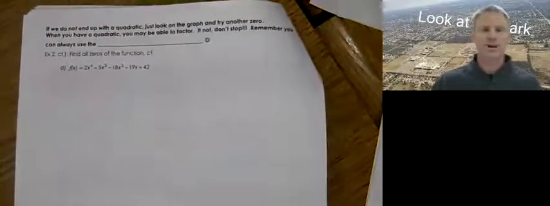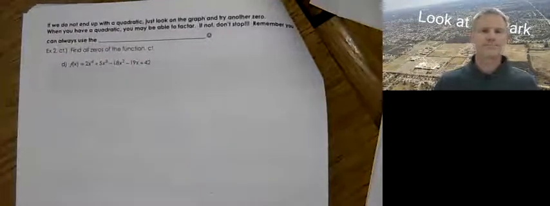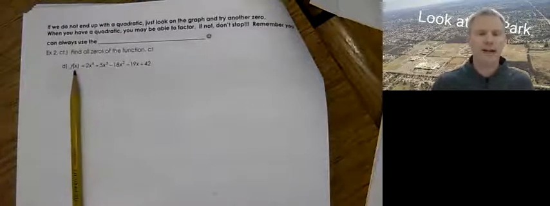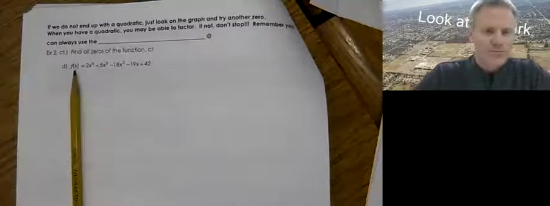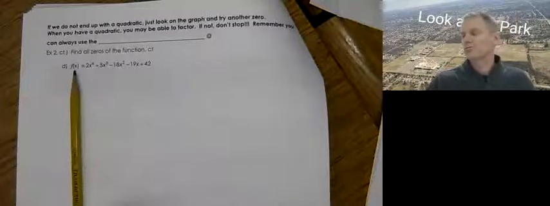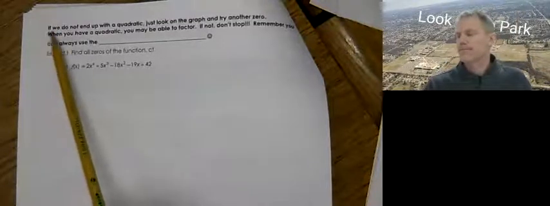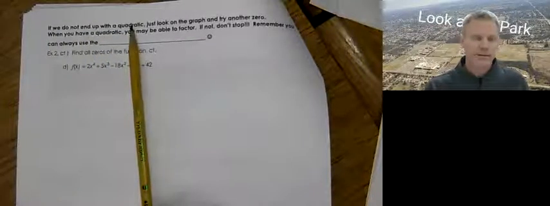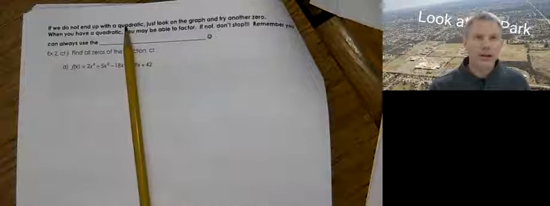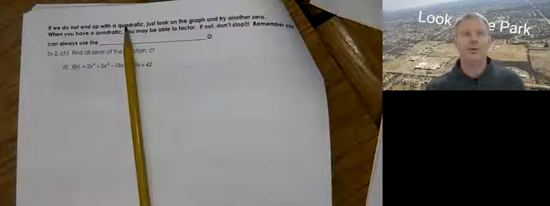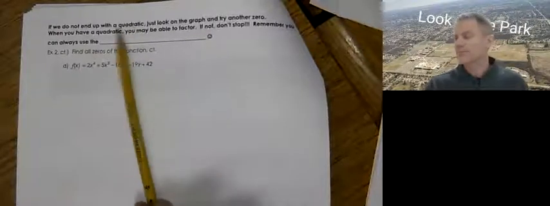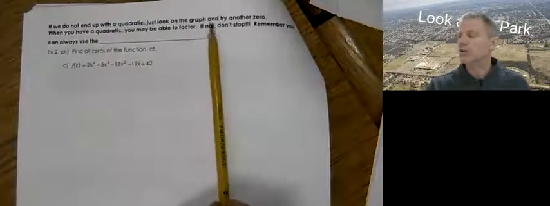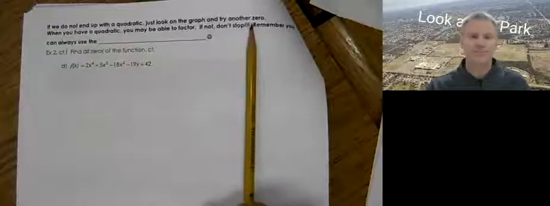All right, last question. Now take a look at what we're looking at. We're going to start with x to the 4th power. If we do not end up with a quadratic, once we find our 0 and we plug it in and we get 0, but we don't have a quadratic, now we're going to have a cubic. If we don't end up with a quadratic, just look on the graph and try another 0.